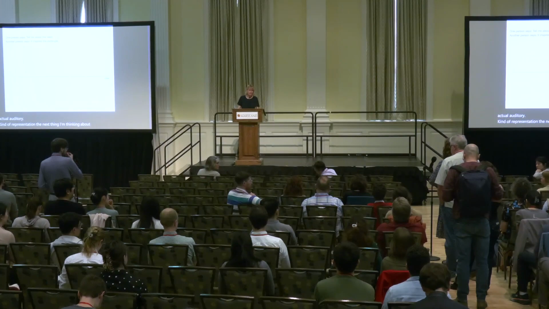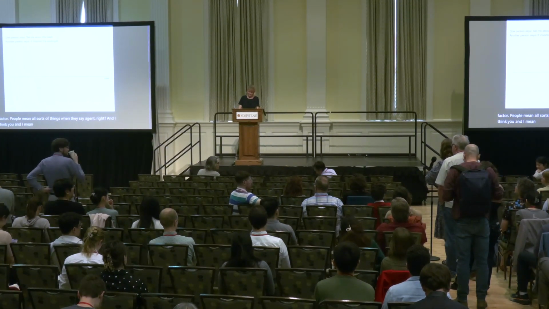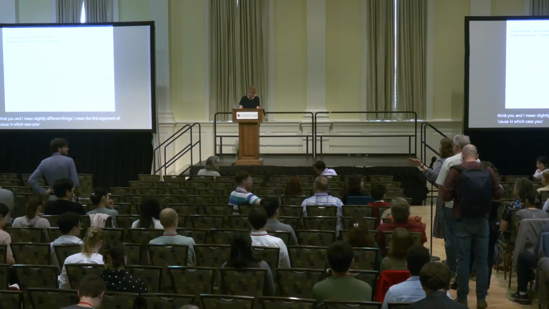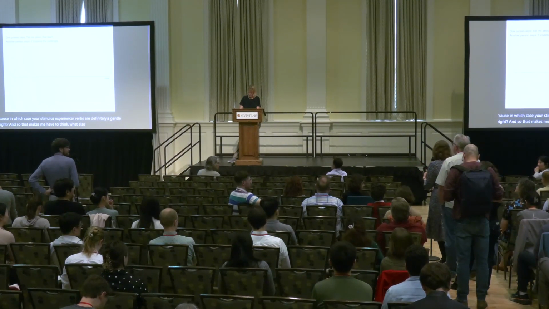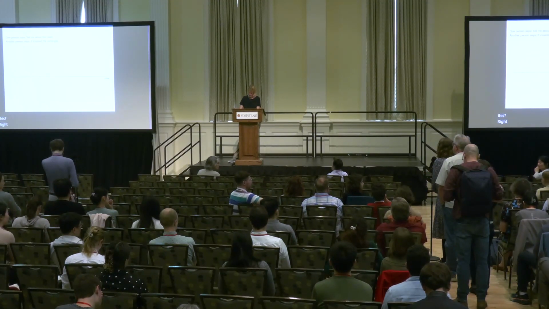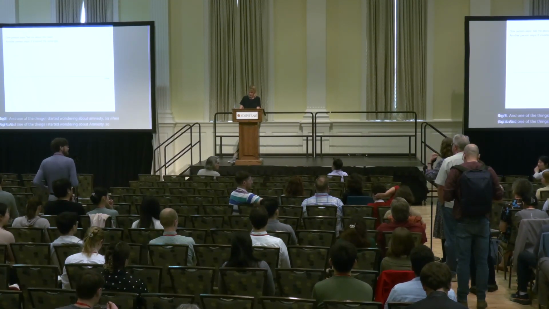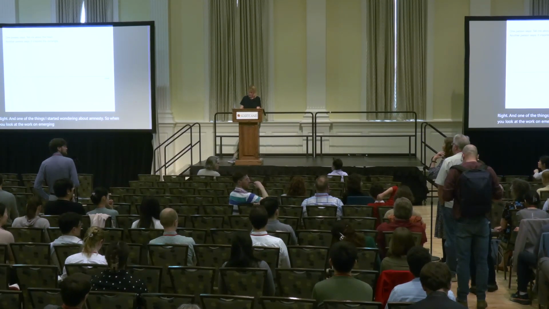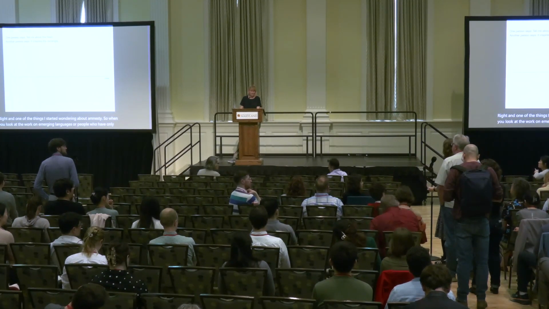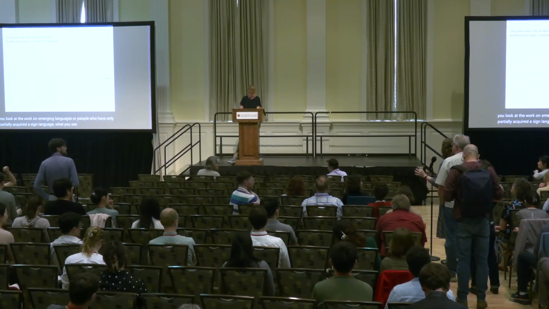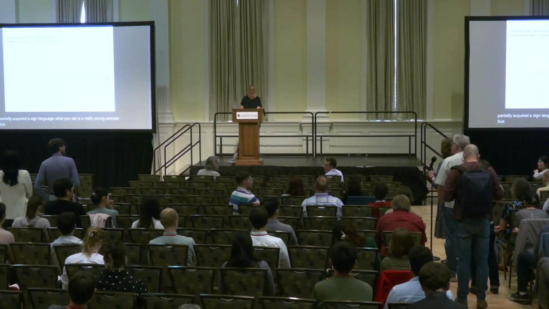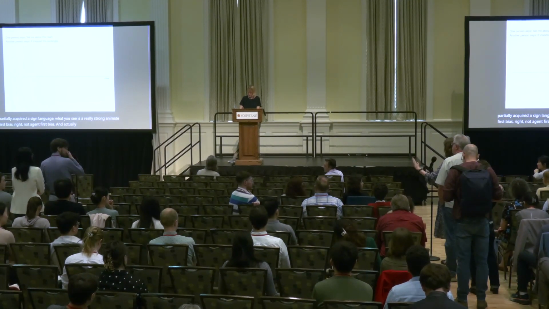The next thing I'm thinking about is the semantic effect. People mean all sorts of things when they say agent, right? And I think you and I mean slightly different things. I mean the first argument of cause, in which case your stimulus experiencer verbs are definitely agentive, right? And so that makes me have to think, well, what else could you mean by this? One of the things I started wondering about is animacy. When you look at the work on emerging languages, or people who have only partially acquired a sign language, what you see is a really strong animate first bias, right? Not agent first bias. And actually it links up with the left-right bias too in some of these studies as well.